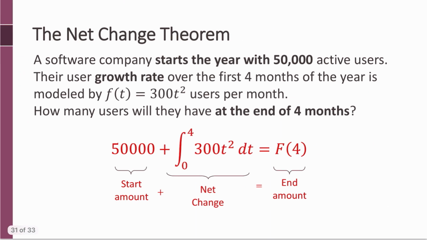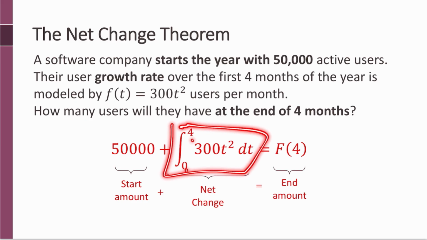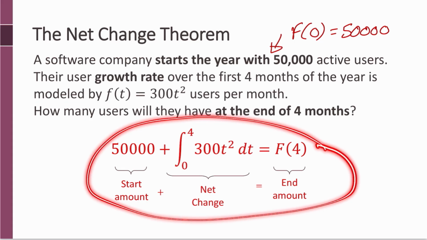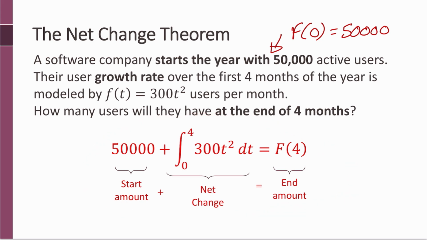So we could consider this. We can say that you start with your 50,000, you add your net change from 0 to 4, and that's going to give you whatever f of 4 is. We're not going to calculate it, but again, the idea here is that if you start the year with 50,000, that means that f of 0 would be 50,000. So capital F of 0 would be 50,000. So you're going to see this come up in future questions, using this starting amount plus your net change is going to give you the ending amount. It's just a reworking of the fundamental theorem of calculus.